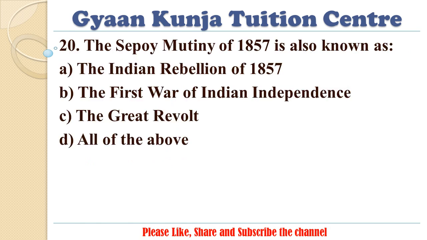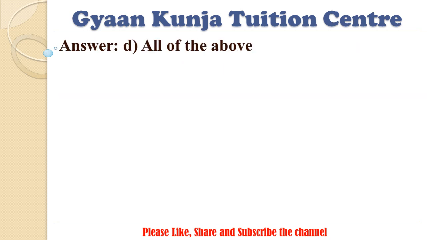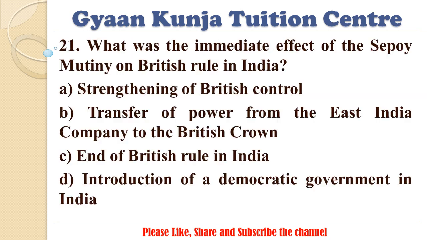Next, 20. The Sepoy Mutiny of 1857 is also known as A. The Indian Rebellion of 1857, B. The First War of Indian Independence, C. The Great Revolt, D. All of the above. Answer D. All of the above.